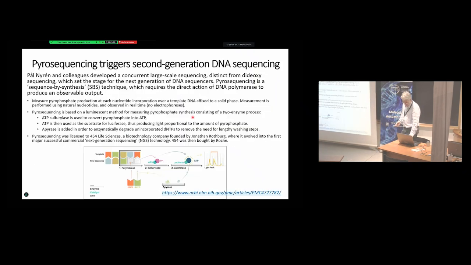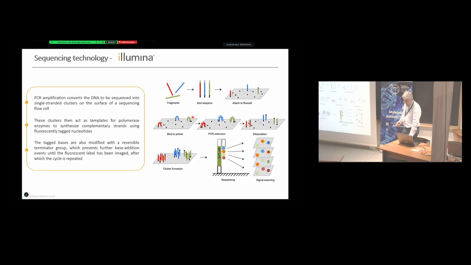In that case, what we have is a picture in which we have different spots on the surface, and at time 1 you have a first base, at time 2 you have a second base, at time 3 you have a third base, and so you will generate the full picture with these different steps.